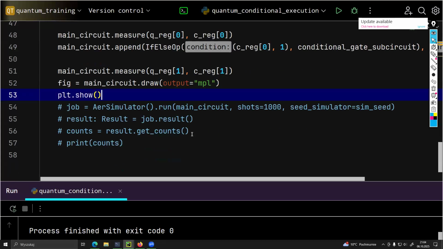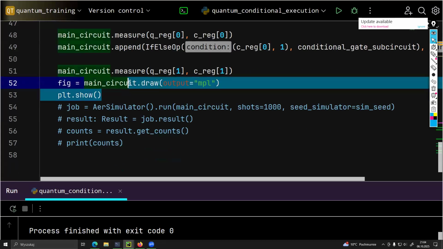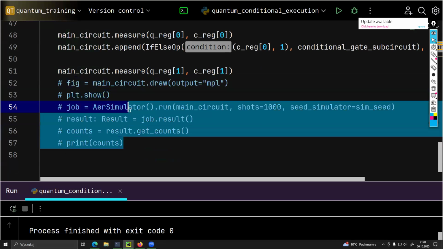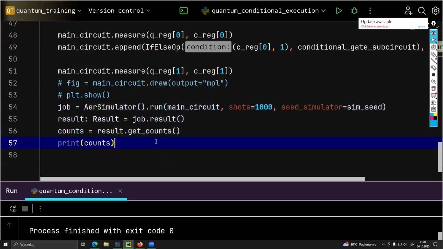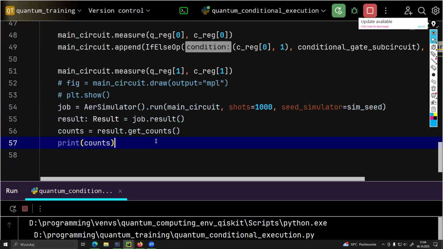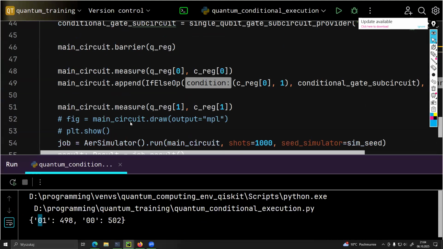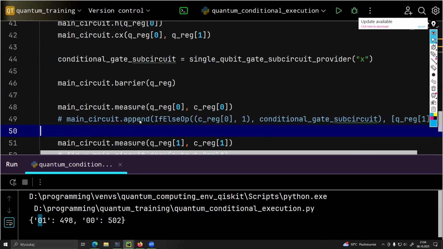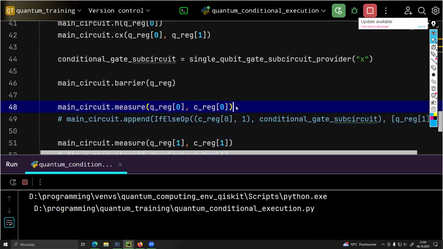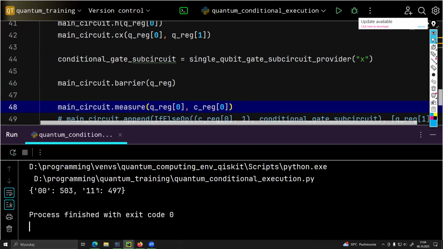So now I will turn off this showcase, and I will perform 1000 experiments. And this is exactly what we do. See, we would have seen 1, 1 here if I disable this if-else op. This is what we see: 1, 1 and 0, 0. Exactly.